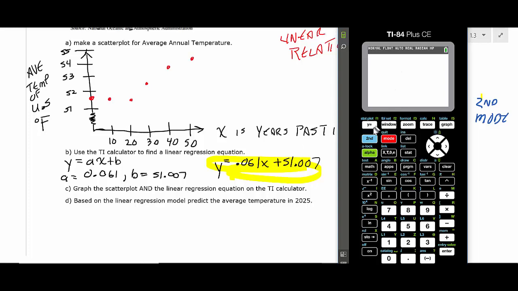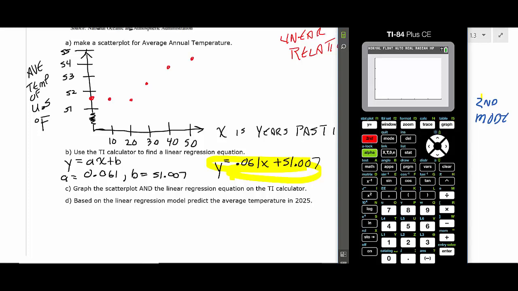Now what I want you to do is this. Go to the y equals button, press y equals, and then put in the regression equation. So we got 0.061x plus 51.007, like that. Then press graph, and I'll show you what we just did. So once you get that in, if you press the graph button, basically what will happen, whoops, I got to do one more thing before you do that.